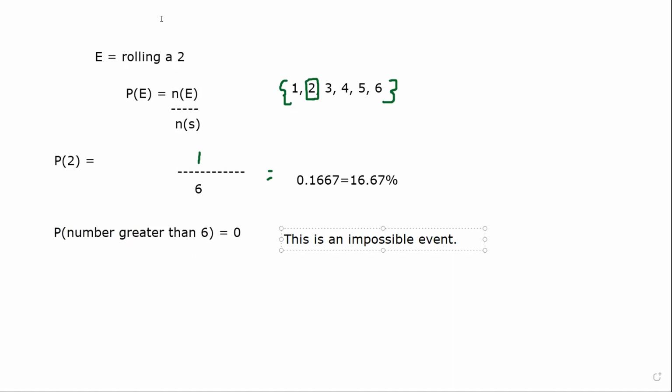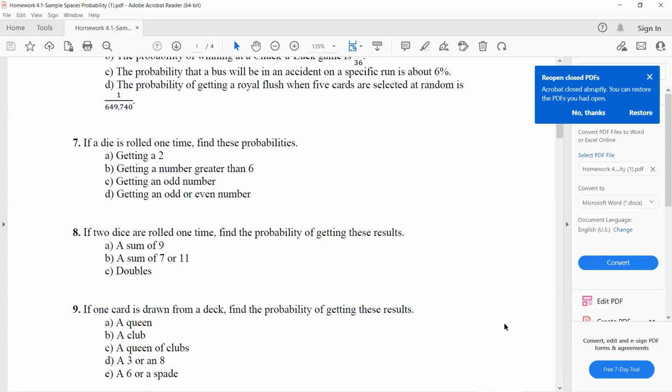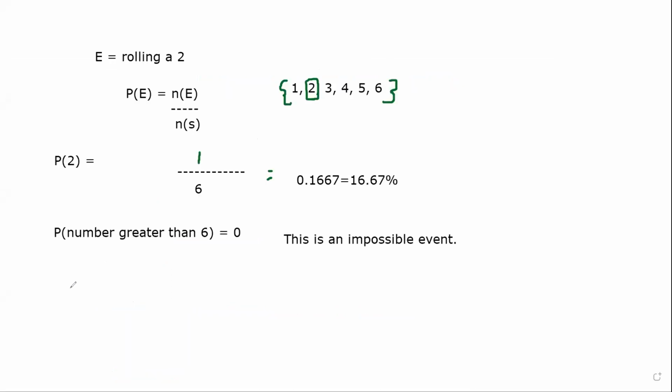What does the next one say? The next one says, getting an odd number. An odd number. So let's look. What is the probability of getting an odd number on a single die?